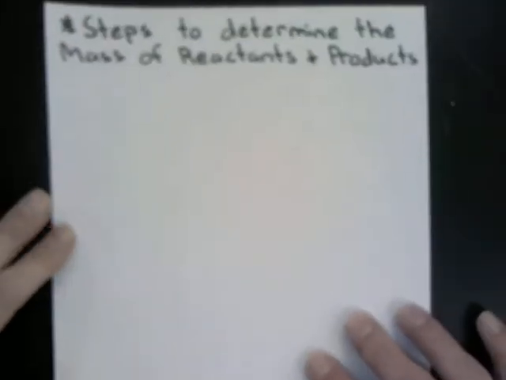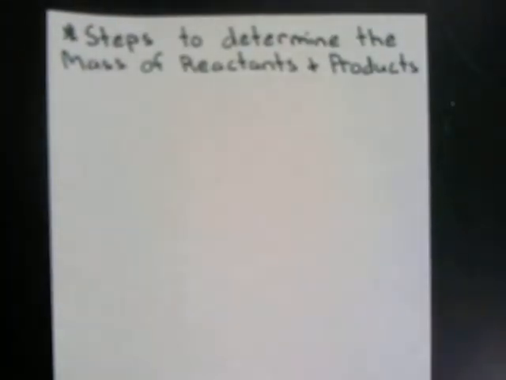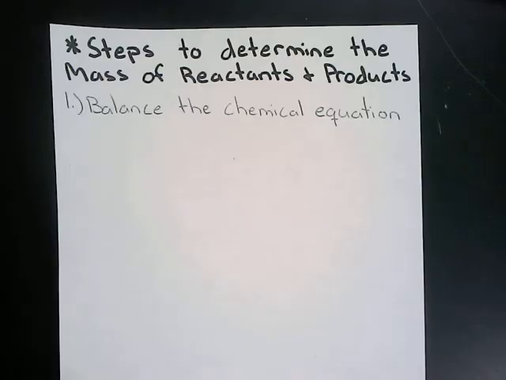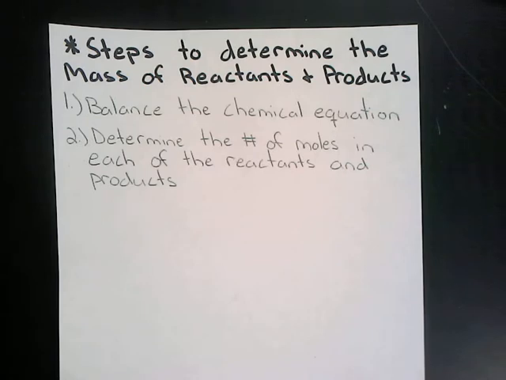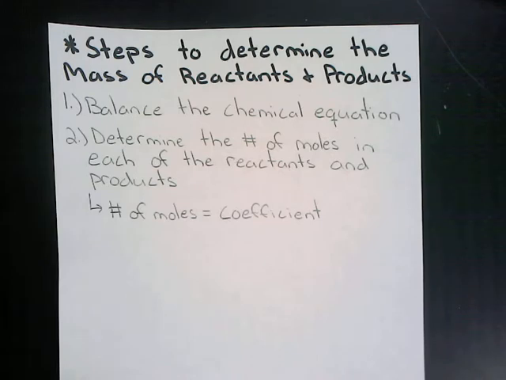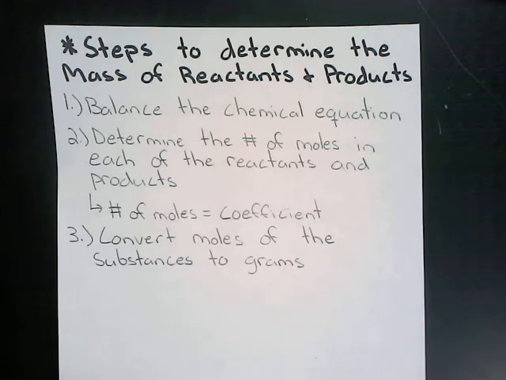Okay, so the steps to determine the mass of the reactants and products are as follows. Number 1, balance the chemical equation. The second step is determine the number of moles contained in each of the reactants and products. Now, the number of moles is equal to the coefficient. The third step is to convert the moles of the substance to grams. To do this, it involves the molar mass.